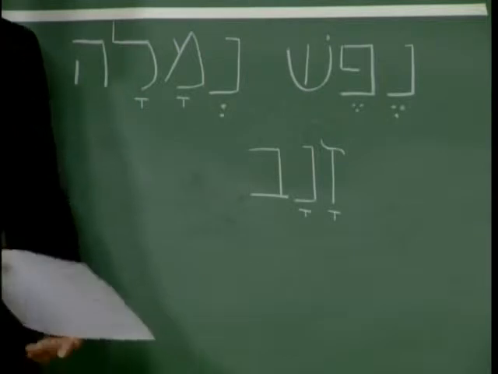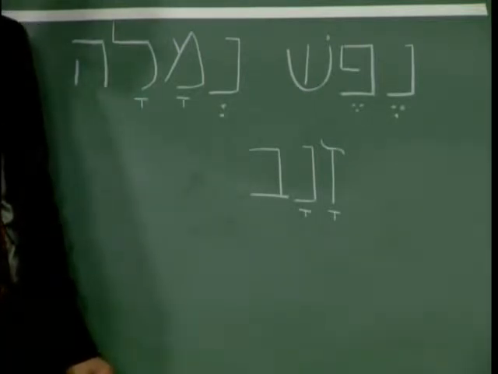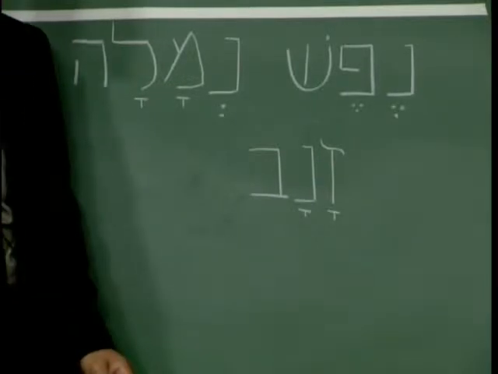Zanav is a tail, like a mouse tail, or an elephant tail, or a donkey tail. That is zanav.